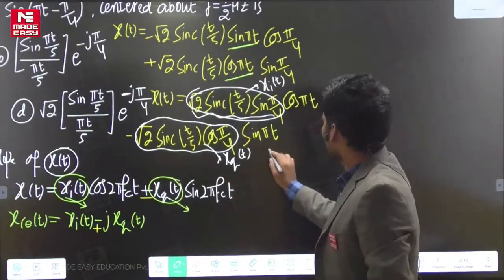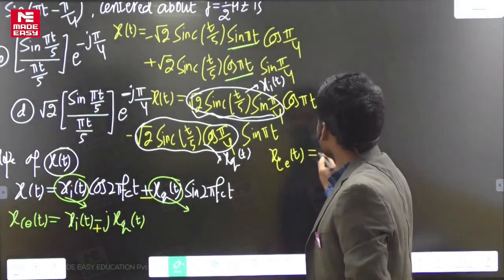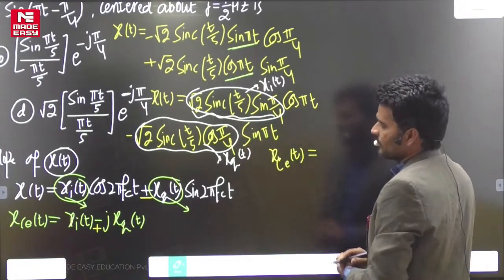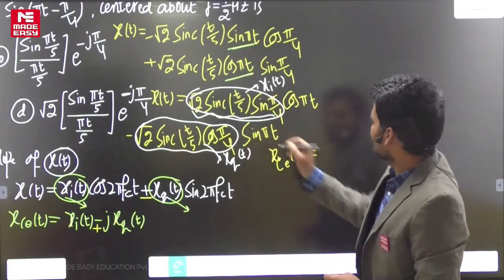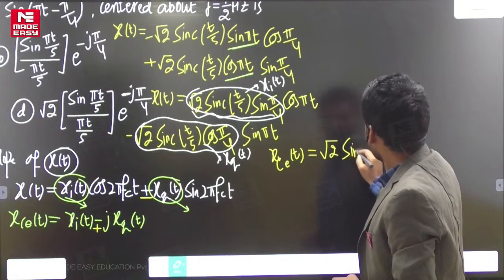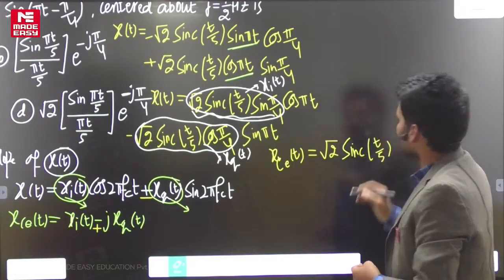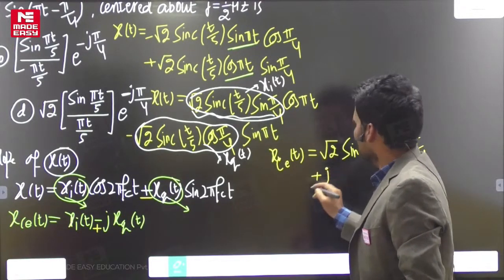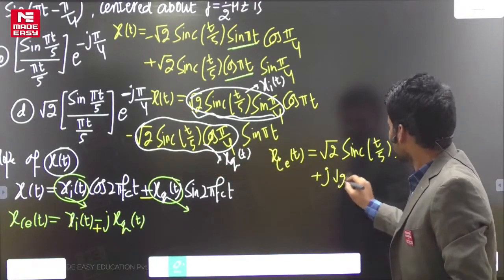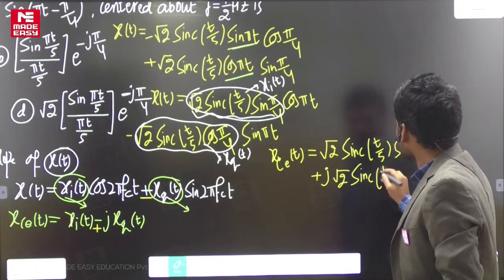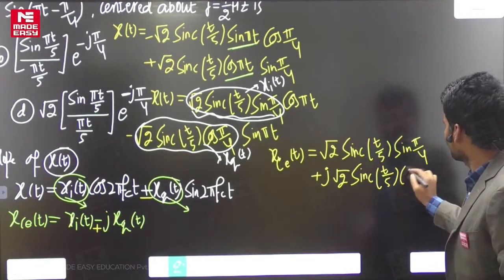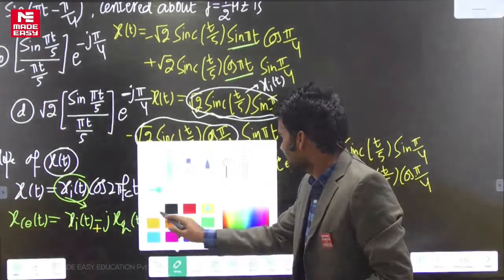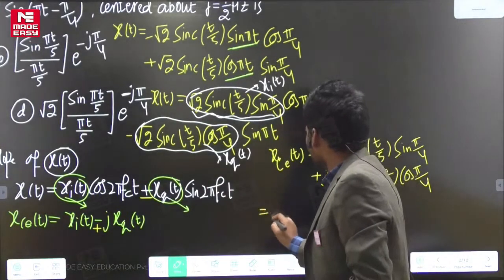Yes, the complex envelope x_ce(t) will be equal to x_I(t) plus j x_Q(t). So x_I(t) is root 2 sinc(t/π) sin(π/4), plus j x_Q(t), and x_Q(t) is root 2 sinc(t/π) cos(π/4). Now take root 2 sinc(t/π) common.